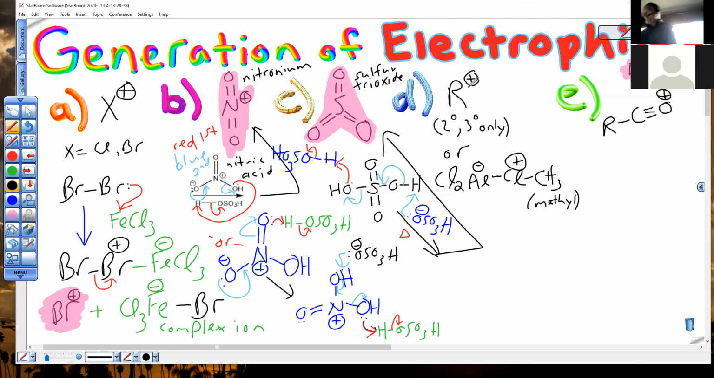Carbocations we've generated before. We'll show you a new method, but please don't forget your old methods of generating carbocations, because those methods still work. And if you can generate a carbocation by, say, reacting a pi bond with a strong acid, then that too could be an electrophile for electrophilic aromatic substitution. But here we're going to use alkyl groups attached to halogens like chlorine.